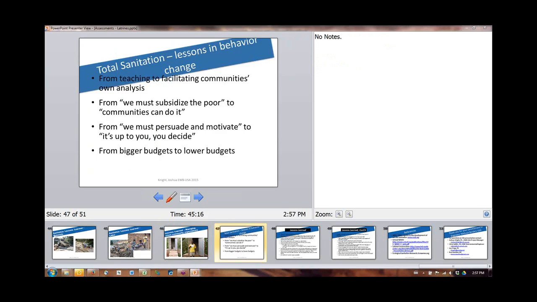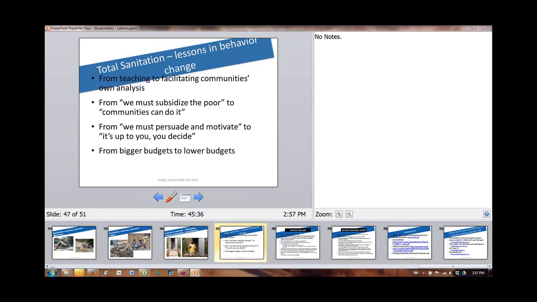All right. Lessons learned, from teaching to facilitating. You don't just feel like you're teaching them and they know nothing. Don't think you're subsidizing the poor. These communities can do it on their own. You are assisting them. They are your clients. You must persuade them? No. You don't need to persuade them. You don't need to motivate them.